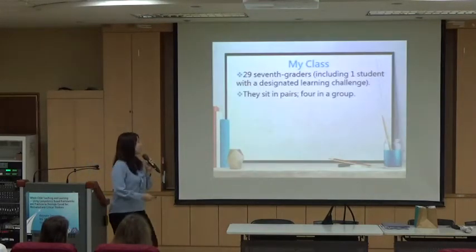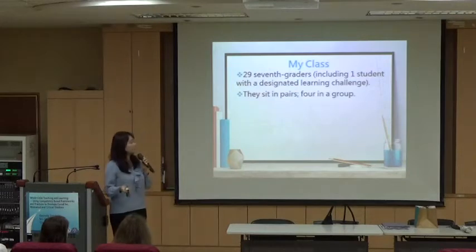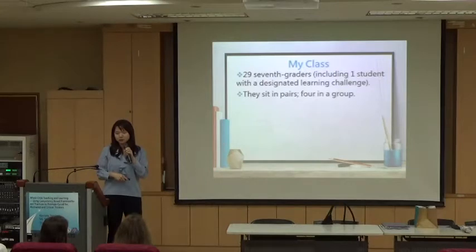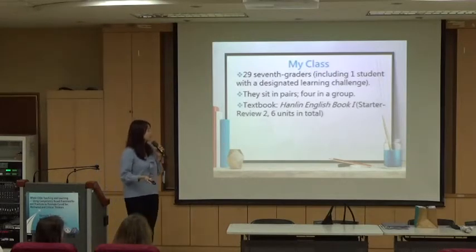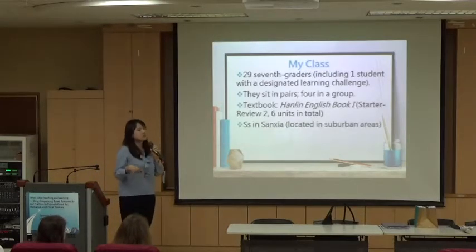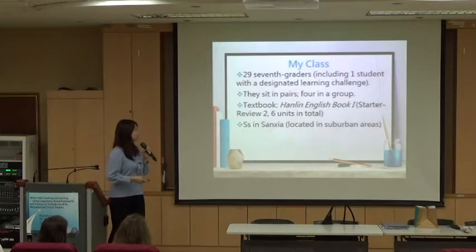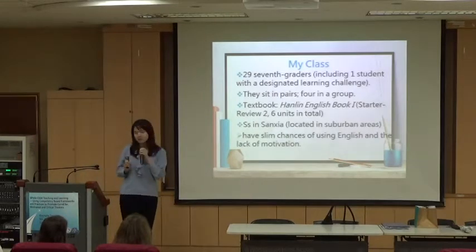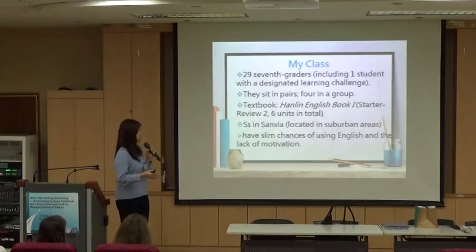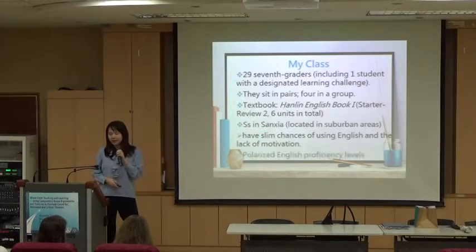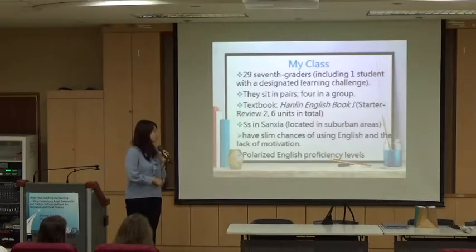And here is my class background. There are 29 seventh graders, and they sit in pairs according to groups, and this is our textbook. The students in Sanxia, because we are in a suburban area, not like the downtown area, actually have very few chances of using English, and some of them lack motivation. They also have polarized English proficiency levels.